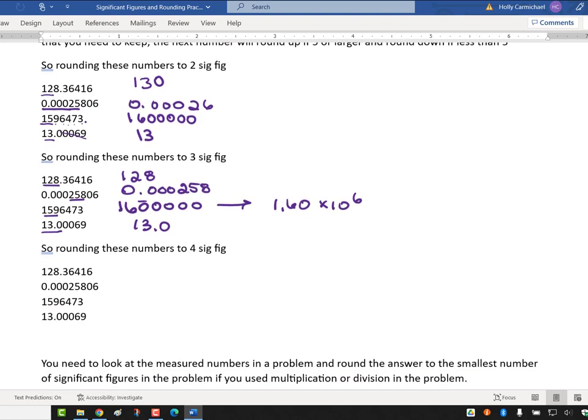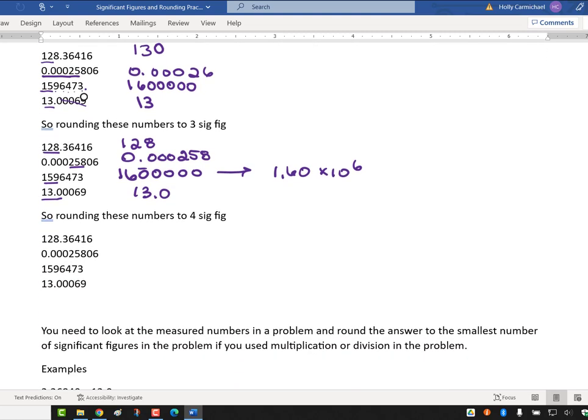So now let's take these same numbers and round them to 4 significant figures. I'm starting from the left, underlining the first 4 I come to. Next number is a 6. That's going to round the 3 to a 4. So this would be 128.4, 4 significant figures in my answer.